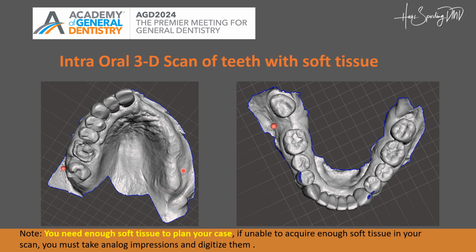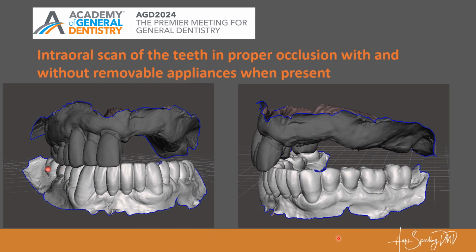But we must have some STL files with a good amount of soft tissue. And we must capture the patient's occlusion correctly. If we don't gather this, if we don't acquire a good occlusion of the patient in our records, then everything goes wrong from there. So plenty of soft tissue and in good occlusion.